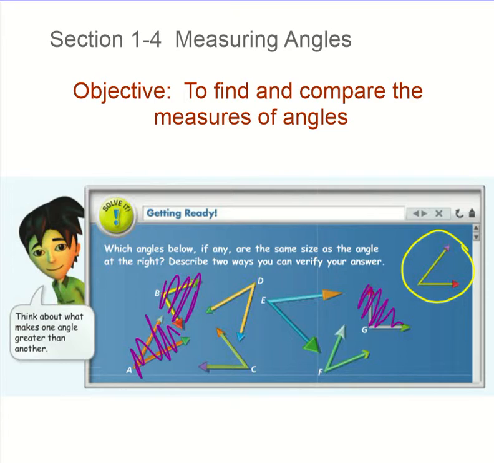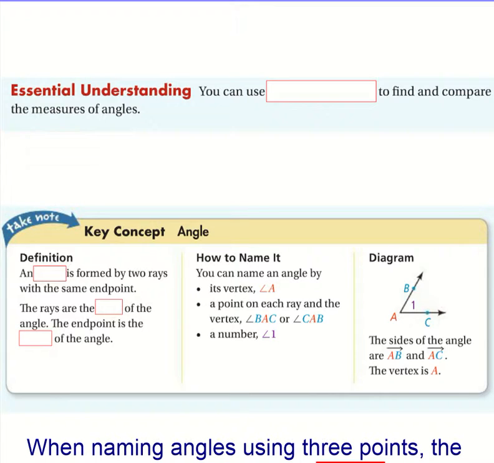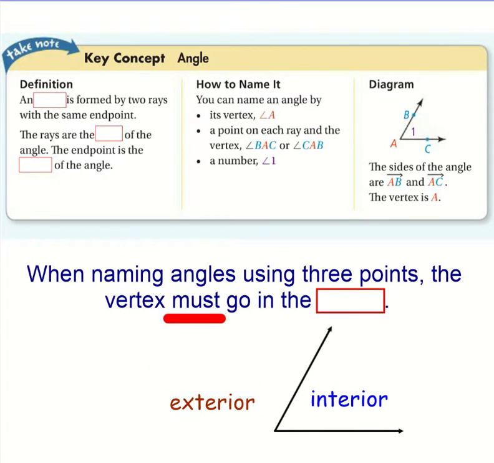If we wanted to verify our answer, we can actually take out a protractor and measure these angles and determine if they are the same measure. Something we need to make sure you get a chance to do today is use number operations to find and compare the measure of angles. And here we have some definitions for today.